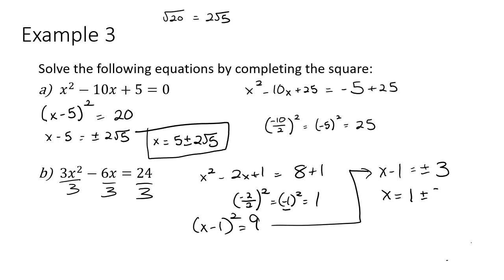Add the 1 across to the other side. No roots this time. I should simplify this. We're going to have a 1 minus 3, so that's an x of negative 2. And we're going to have a 1 plus 3, or an x of 4.